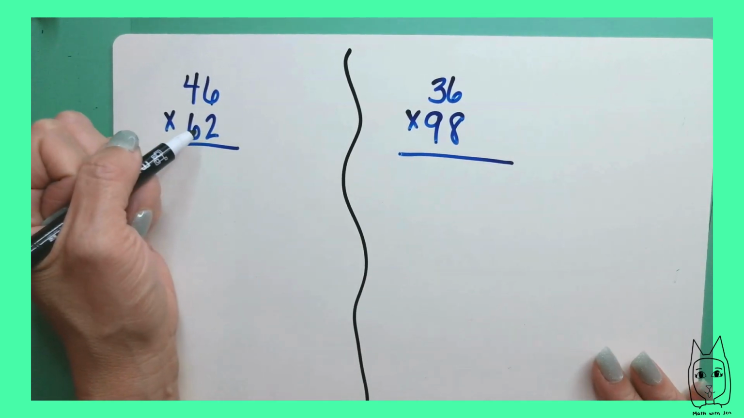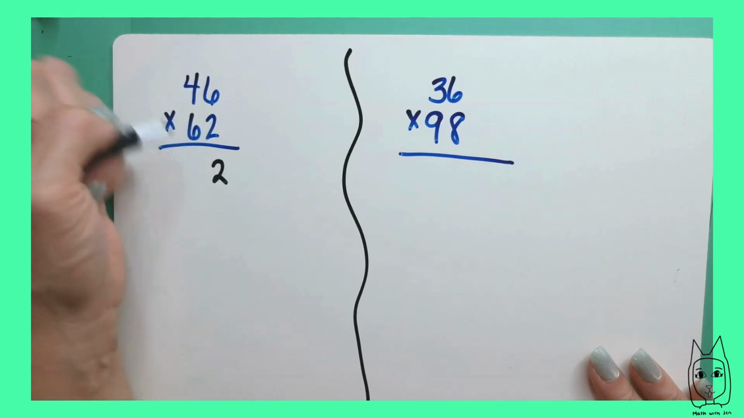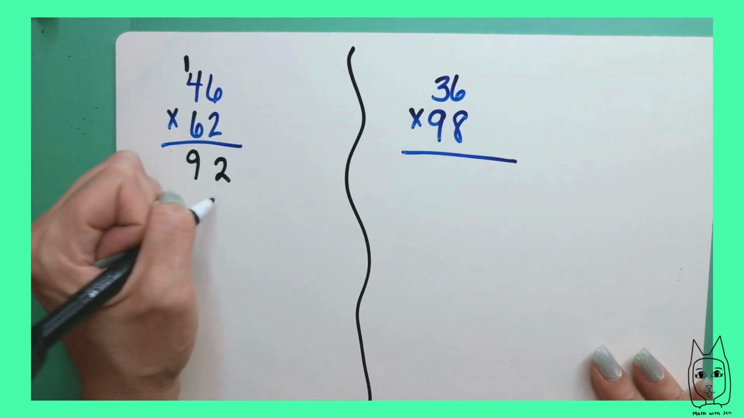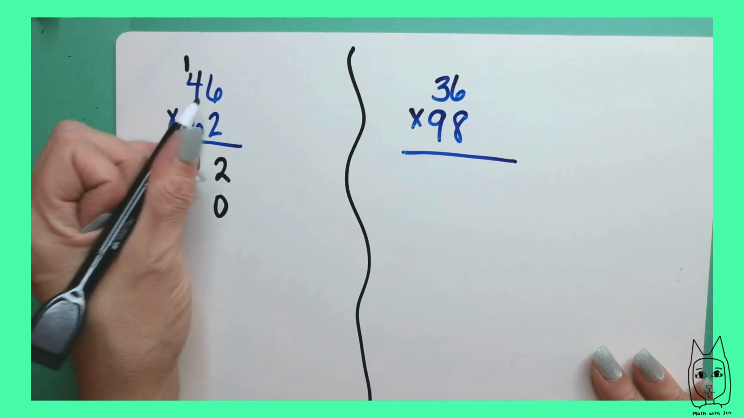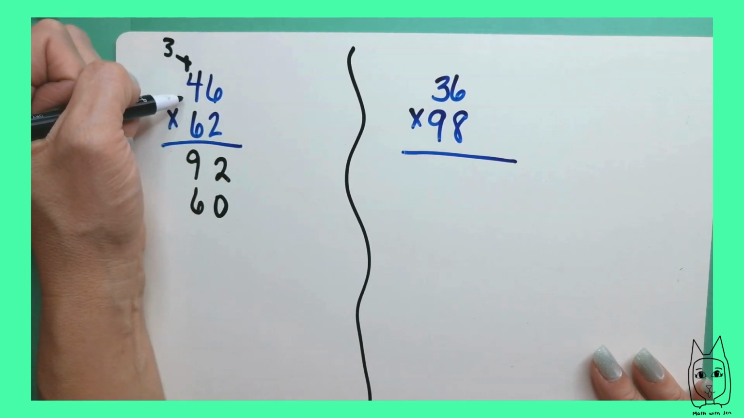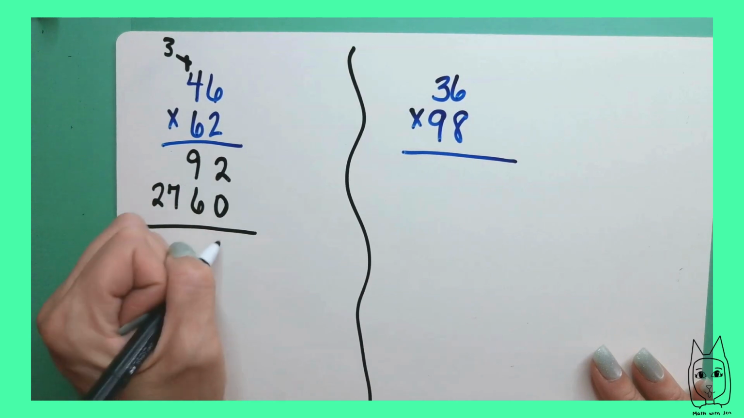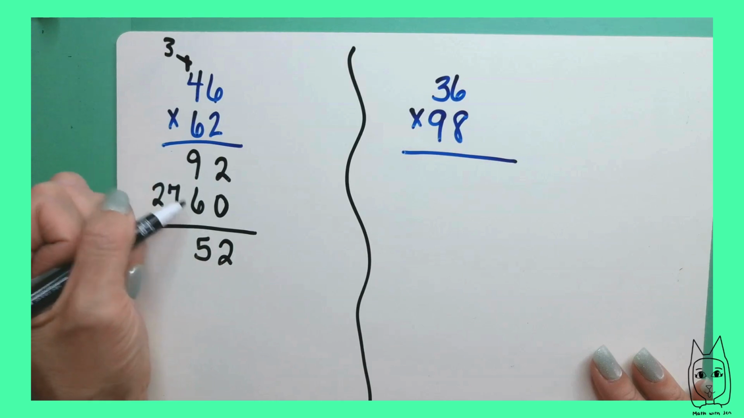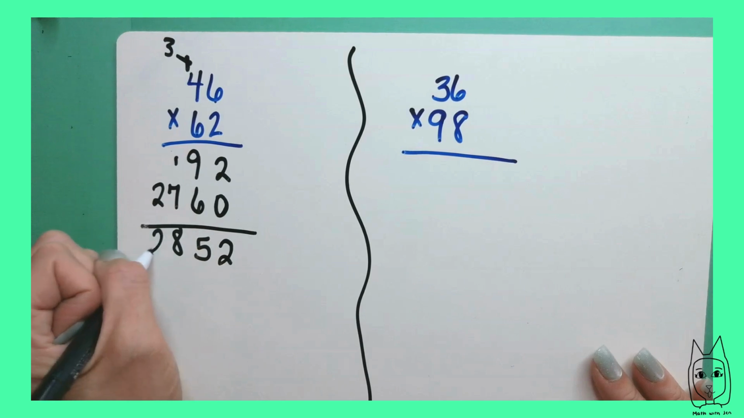A standard algorithm, you're just going to multiply the 2 ones by everything. 2 times 6 is 12, carry the 1. 2 times 4 is 8, plus the 1 is 9. Going to put the 0 because the 6 is in the tens place, so we won't have any 1s. 6 times 6 is 36. Carry the 3. 6 times 4 is 24, plus the 3 is 27. We are going to add those together. 2 plus 0 is 2. 9 plus 6 is 15. Carry the 1. 1 plus 7 is 8. And then we have the 2.